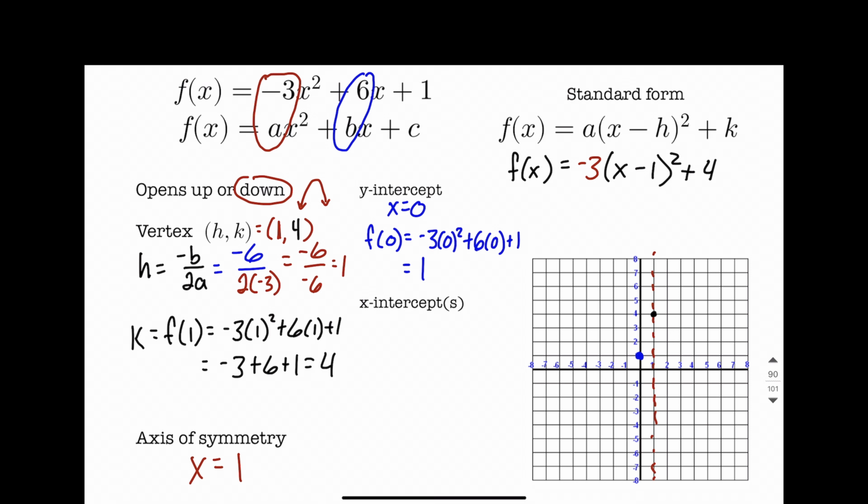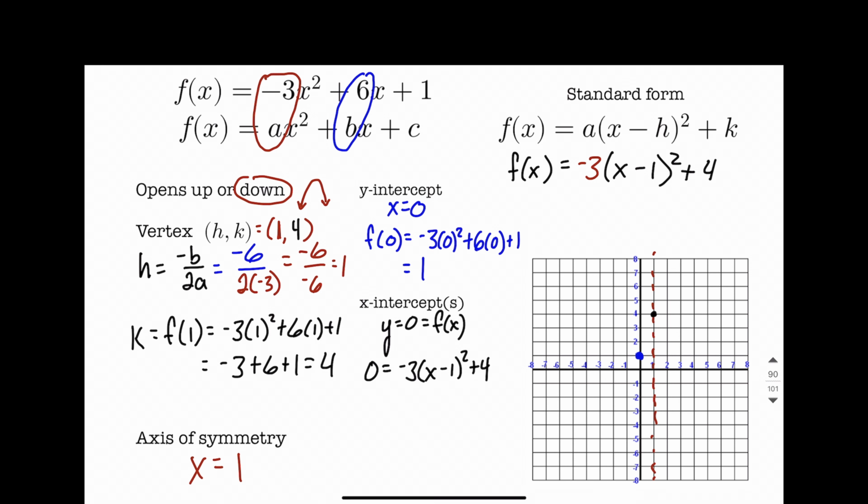All right, so now that we have our standard form written out there, I like to use it to find my x-intercepts. You can do this different ways, but I like to do it this way. x-intercepts always occur whenever y equals 0, or we could say f of x equals 0. I'm going to take that value 0 and plug it in for f of x in that standard form. So 0 replaces the left-hand side, and is going to equal negative 3 times quantity x minus 1 squared plus 4.